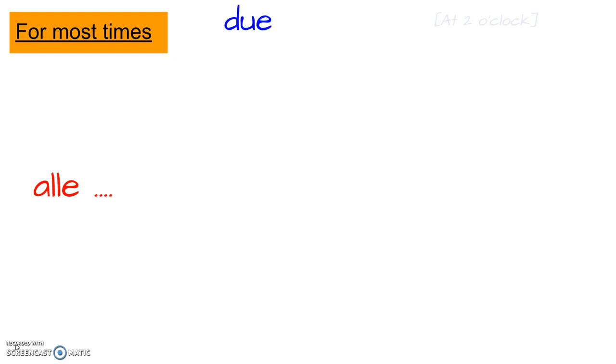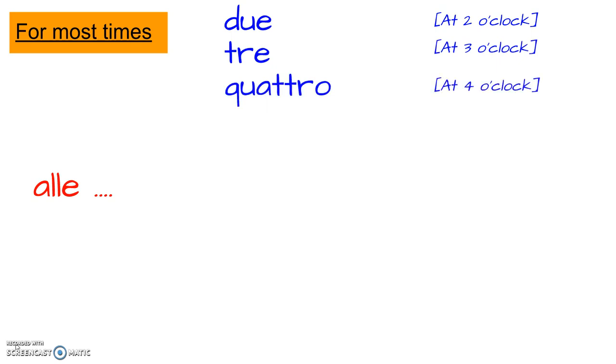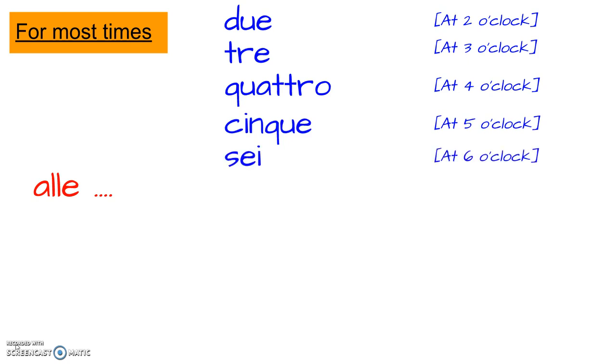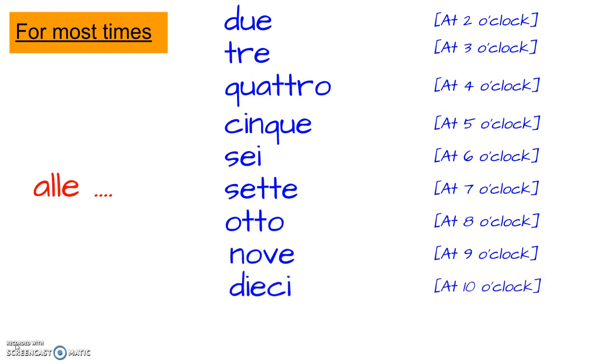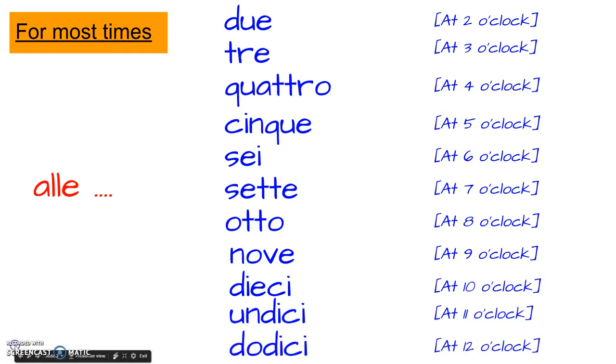So alle 2 at 2 o'clock, alle 3 at 3 o'clock, alle 4 at 4 o'clock, alle 5 at 5 o'clock, alle 6 at 6 o'clock, alle 7 at 7 o'clock, alle 8 at 8 o'clock, alle 9 at 9 o'clock, alle 10 at 10 o'clock, alle 11 at 11 o'clock, and alle 12 at 12 o'clock.